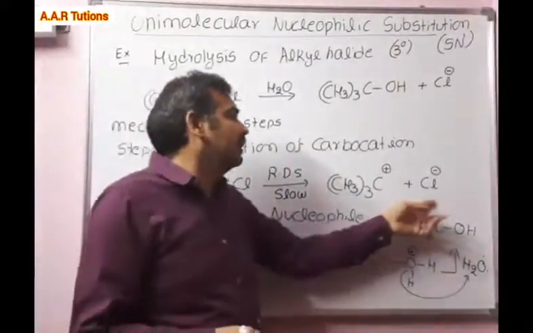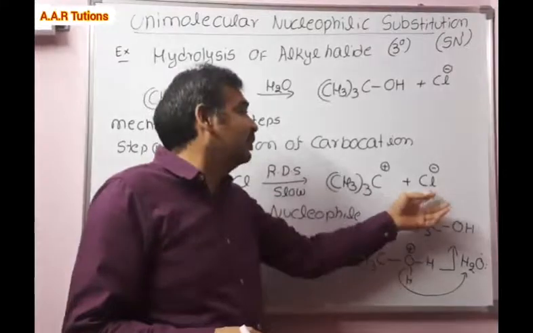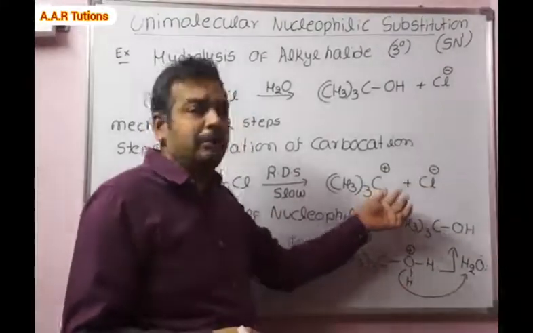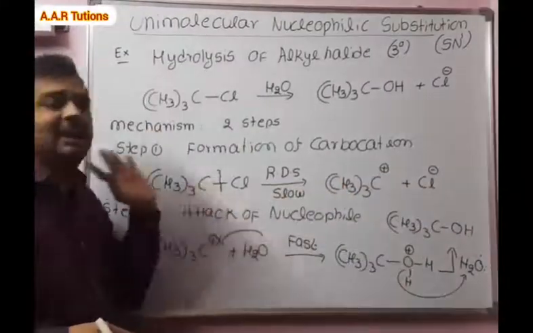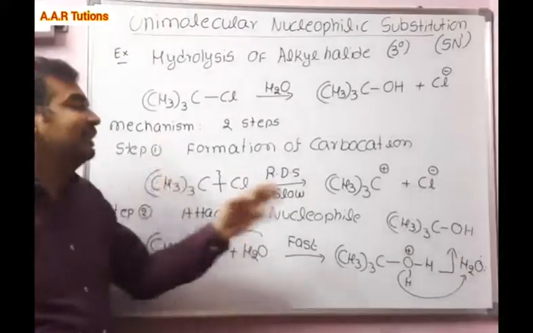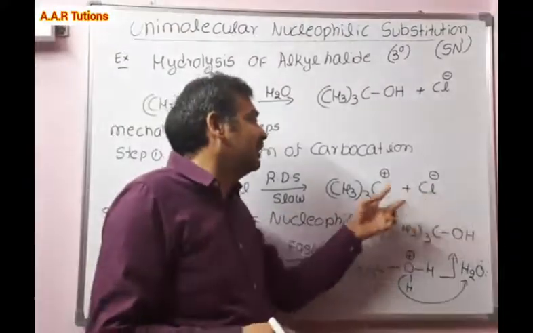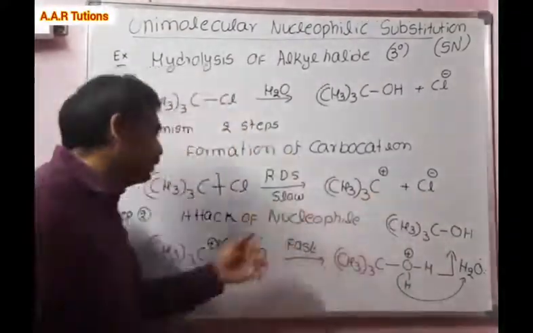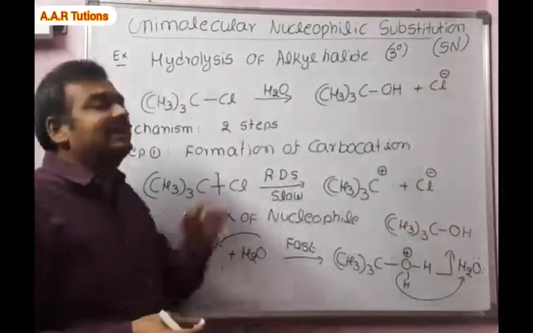But why is water allowed to attack this carbocation? Why not this chlorine nucleophile attack on the carbocation to get back to the starting material? But that is not happening. Why is this Cl minus ion not attacking this one? Why is it allowing water to attack this carbocation?